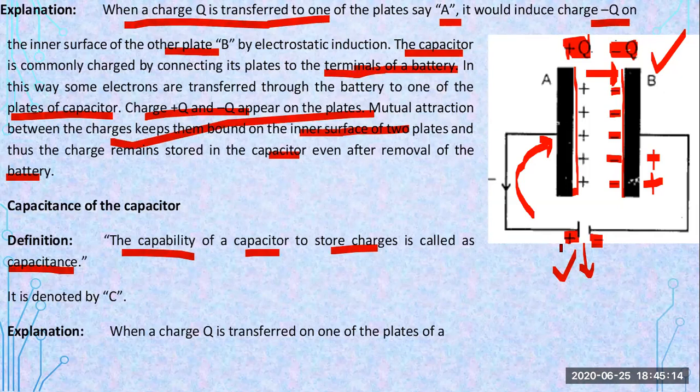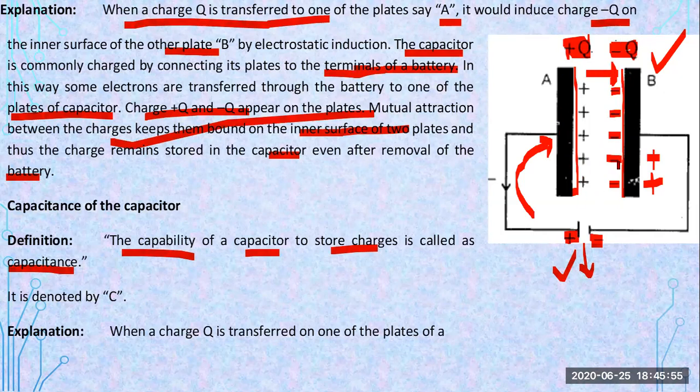When these positive charges come, due to the connection of this plate with the terminal, it becomes positive, and this positive repels the other positive charges on the inner side of plate P. Then the positive charges will move to the other side, and the remaining charges will be negative. So on the inner side of one plate they are positive, and on the inner side of plate B there will be negative. Now there will be a force of attraction between positive and negative, which will keep these charges bound on these surfaces. This way, the charges are stored on these plates.